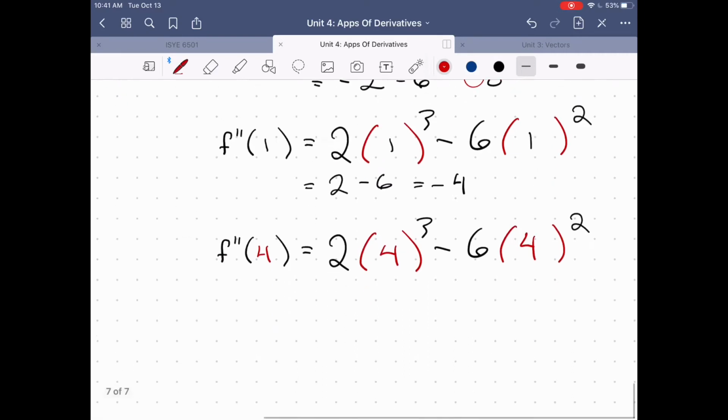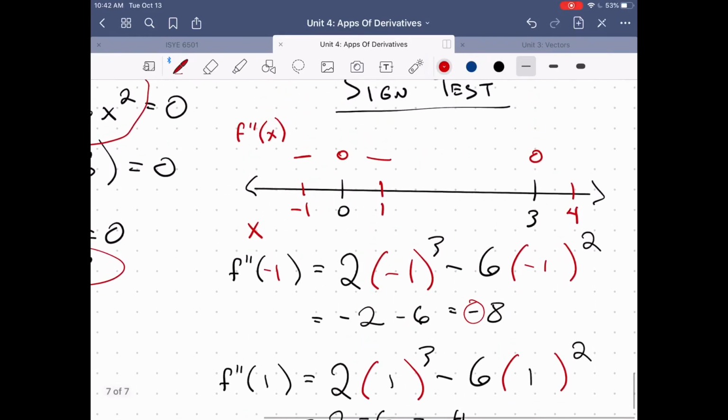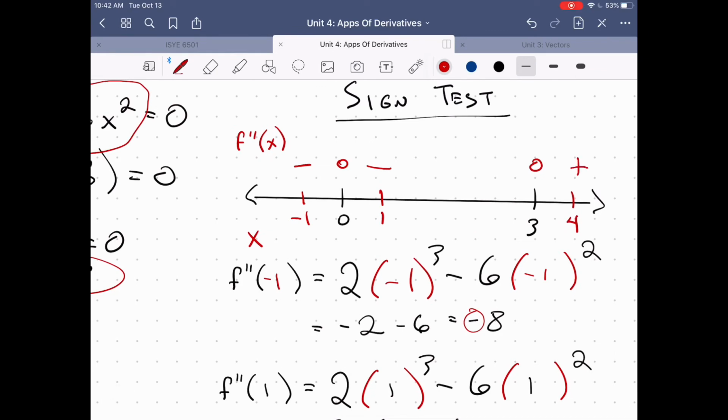So 4 cubed is equal to 64. 64 times 2 is 128. 4 squared is 16. 6 times 16 is 96. 128 minus 96 is equal to 32. So that is a positive answer. So I will put a plus sign above the 4.